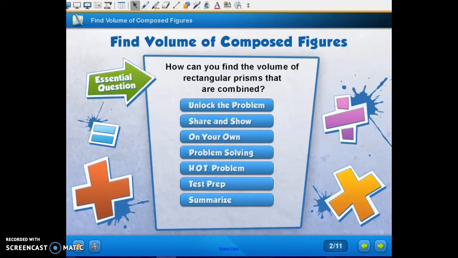Okay, today we're looking at lesson 11.12. This is our last lesson in chapter 11. And we're going to find volume of a composed figure. Now, a composed figure, as you can see on your paper, is two figures put together. So how can you find the volume of rectangular prisms that are combined?